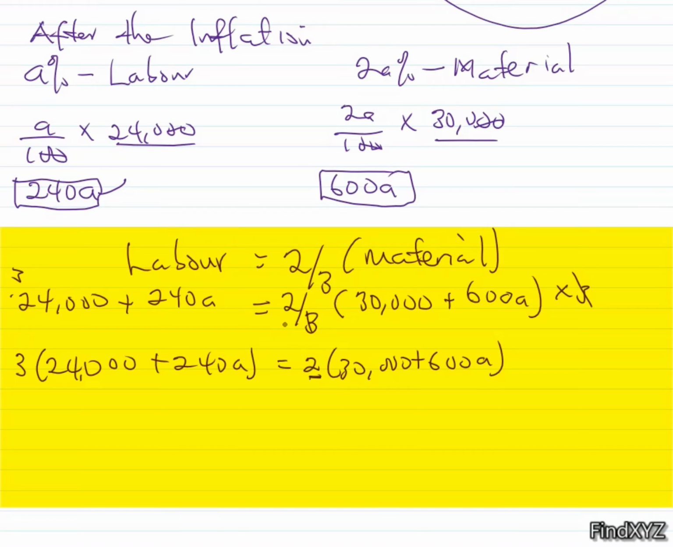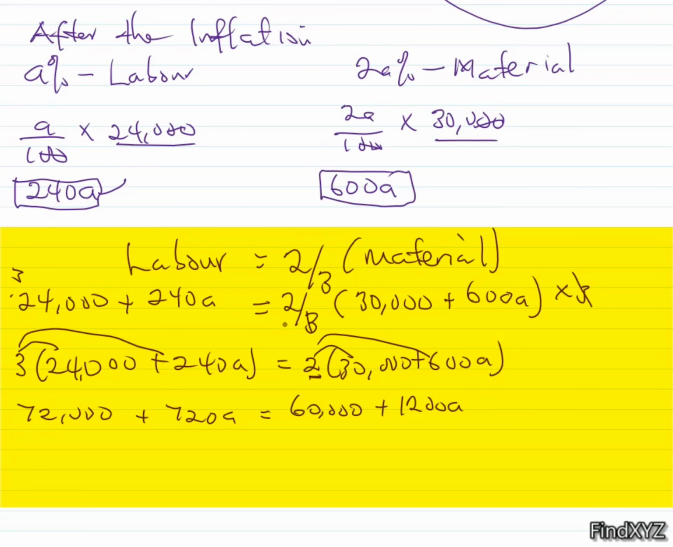Then we expand, so we'll do 3 multiplying 24,000, that will give us 72,000, plus 240 multiplying 3, that will give us 720A. Then 3 multiplying 30,000, that will give us 60,000. Then 600 multiplying 2, that will give us 1200A. We'll add the zeros. Then we can decide to group like terms, right?